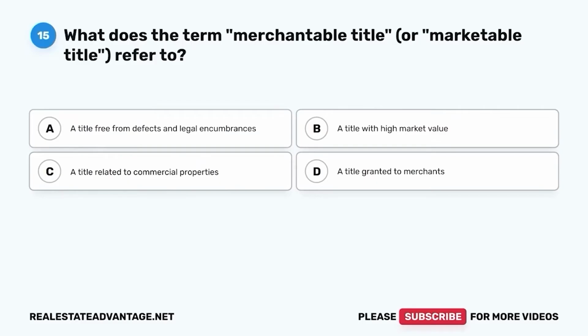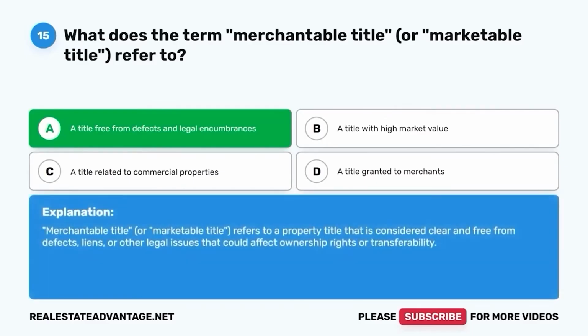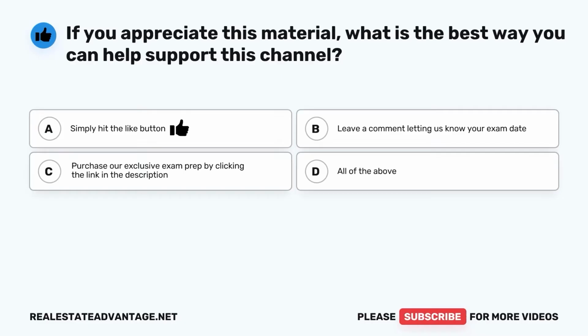B. A title with high market value. C. A title related to commercial properties. D. A title granted to merchants. The correct answer is A. A title free from defects and legal encumbrances. Merchantable title, or marketable title, refers to a property title that is considered clear and free from defects, liens, or other legal issues that could affect ownership rights or transferability.